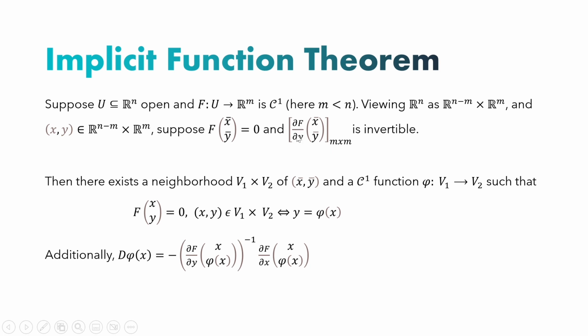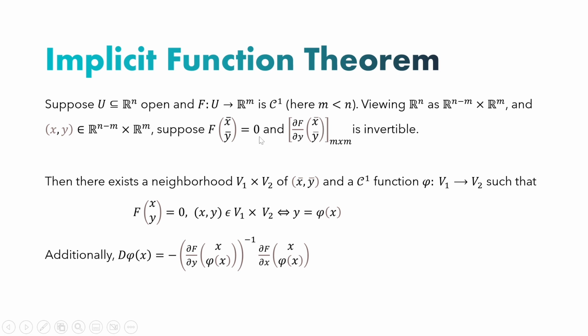df by dy, this is representing the matrix of partial derivatives of each of the functions with respect to each of the y variables. There's m functions corresponding to the fact that we are mapping from u to Rm, and there are m y variables. And so we have an m by m matrix here, so it's square, and when you evaluate at this point, the hypothesis is that this is invertible.